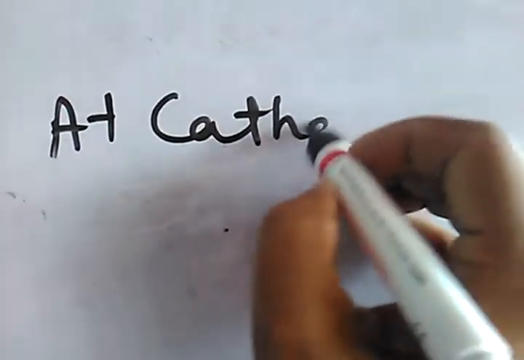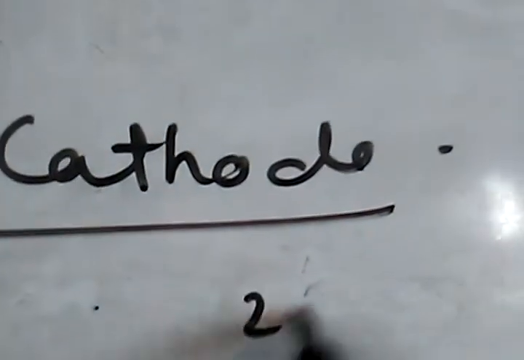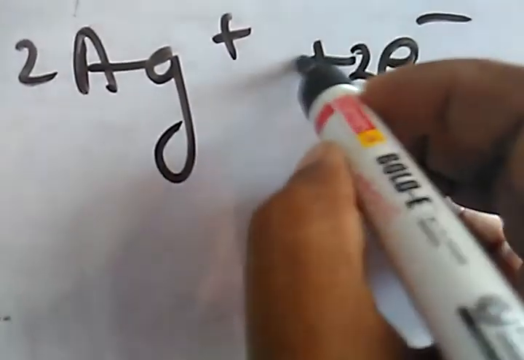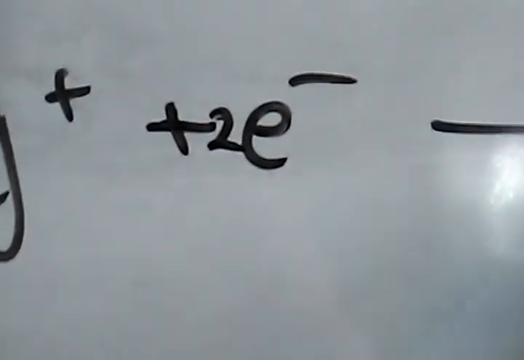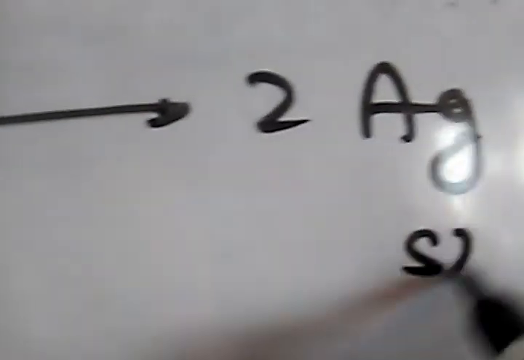At the cathode, what will happen? Silver ion will gain the electron and will be deposited as silver metal in the solid state.